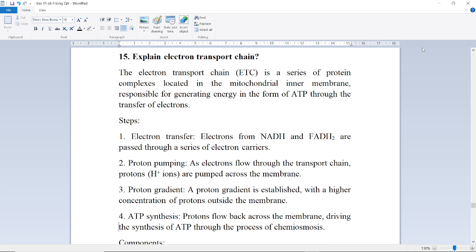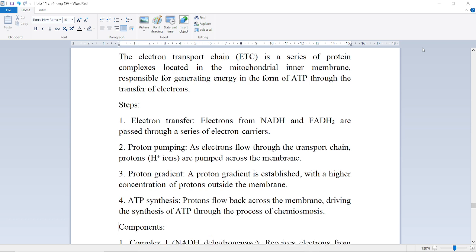Next question is, explain electron transport chain. The electron transport chain (ETC) is a series of protein complexes located in the mitochondrial inner membrane, responsible for generating energy in the form of ATP through transfer of electrons.